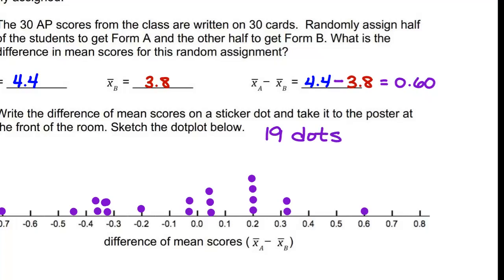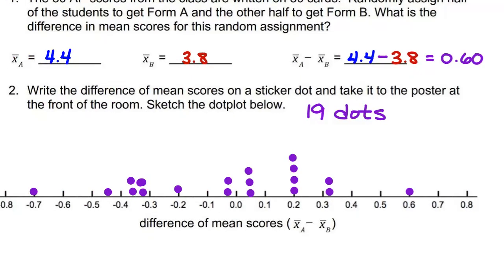What was the difference that East Kentwood had? Their difference was 0.2. So if I wanted to find out if these forms are different from each other, I would need to go two-tailed. So 0.2 was East Kentwood's result.